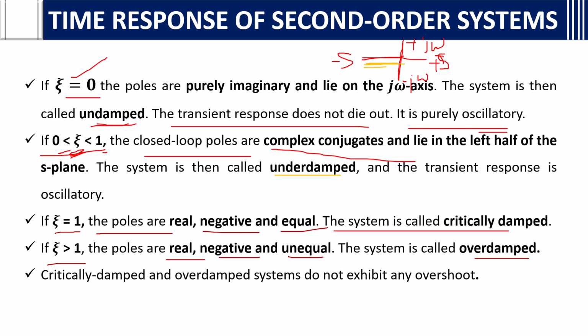Critically damped and overdamped systems do not exhibit any overshoot. In the graph, it will not overshoot. Understanding?